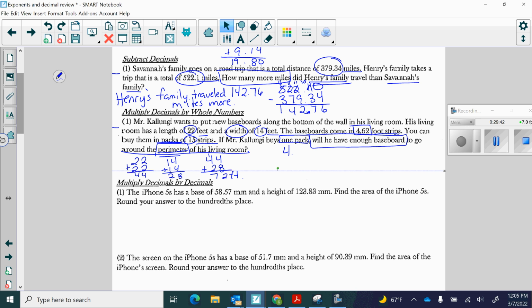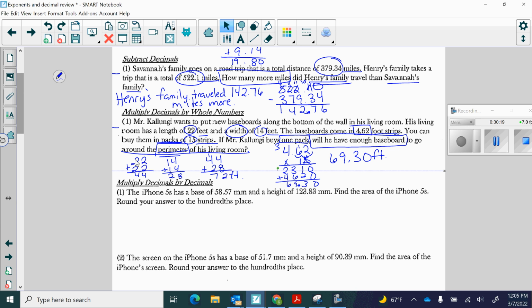All right, so I have 4 62/100 times 15. So 5 times 2 is 10. 5 times 6 is 30 plus 1 is 31. 5 times 4 is 20 plus 3 is 23. Cross out my one that I've used, add a placeholder. Everything times 1 is itself. And then I add them together. So I have 2 numbers behind the decimal in my problem, so I have 2 numbers behind the decimal in my answer. So I get 69 3/10 feet of baseboard.